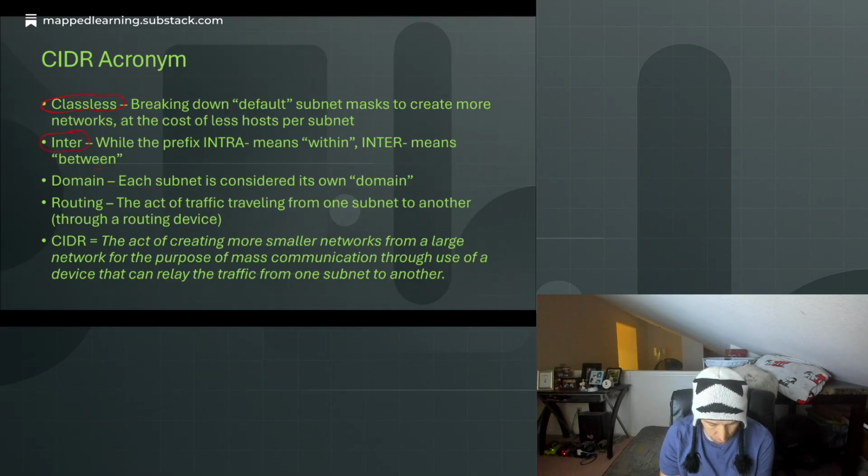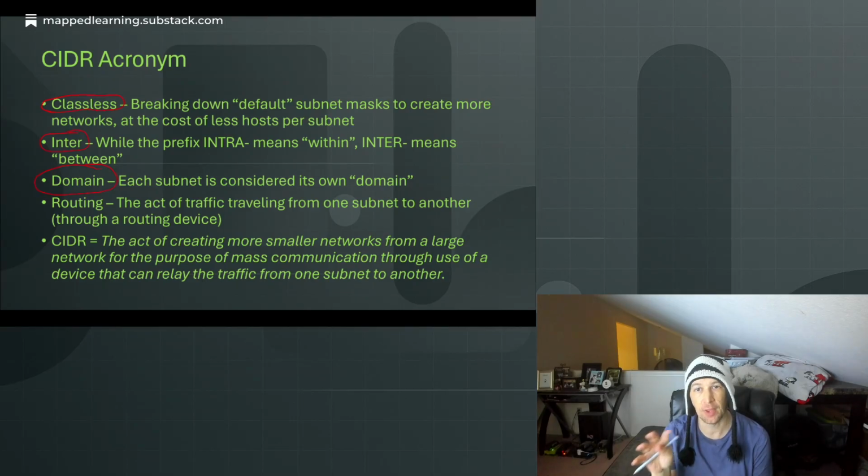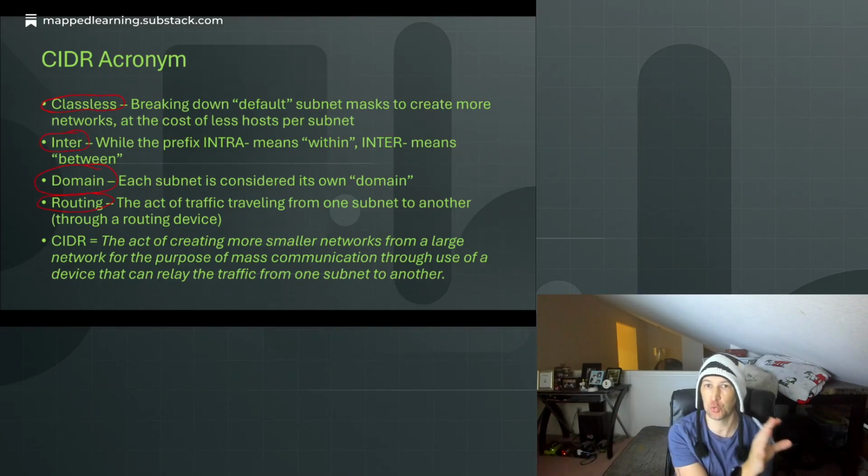The D stands for domain, and that means each subnet is considered its own domain, where domain means everything within that domain can talk to each other with basic networking equipment. It doesn't need anything advanced. And then finally, the R stands for routing. And this doesn't necessarily mean the network equipment router. It just means routing as a verb, which is the act of carrying traffic from one network to another.